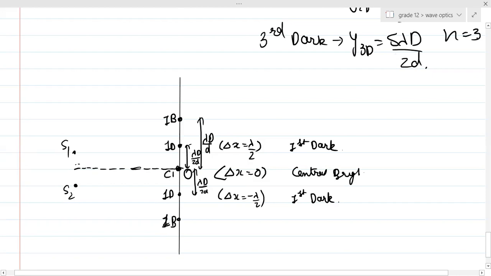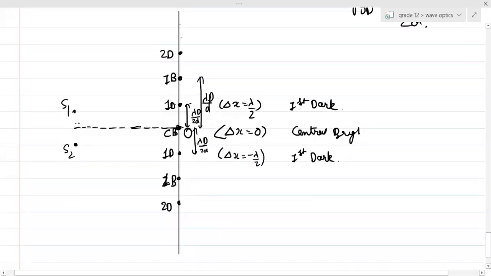So are you getting my point, guys? Central bright, then first dark, then first bright, then second dark, then so on. Are you getting my point, guys? If you want, you can check their distances and just plot them over here. So central bright, then first dark, then first bright, then second dark, then second bright, and then third dark, and so on. Understood the pattern, guys? You understood the pattern, how exactly it is forming?